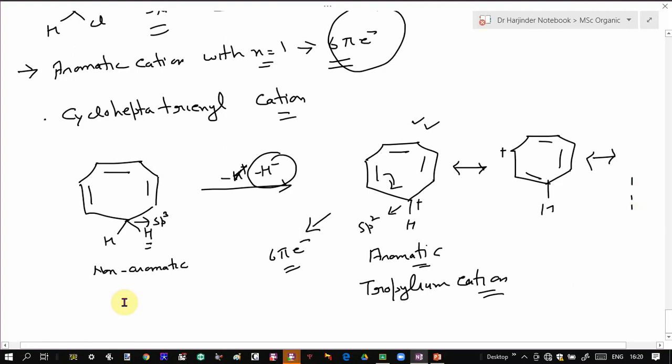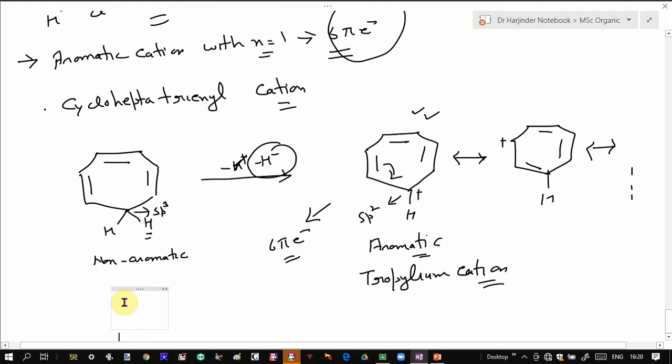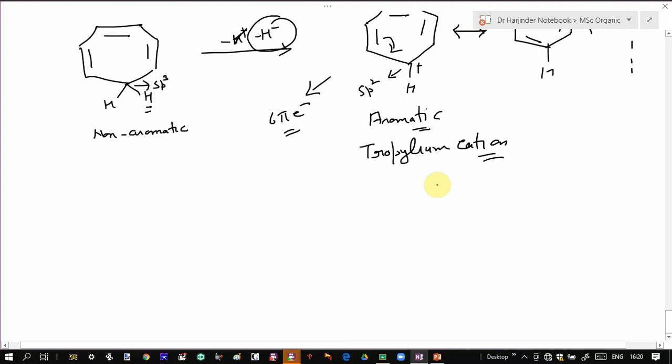So the resultant resonance hybrid structure can also be written as, so there will be complete delocalization of electrons, so you can write like this. So this is an aromatic cation.